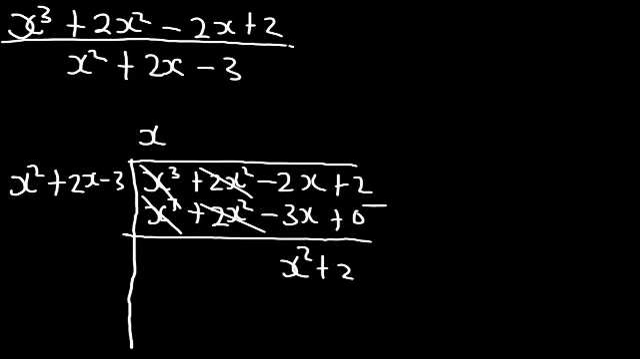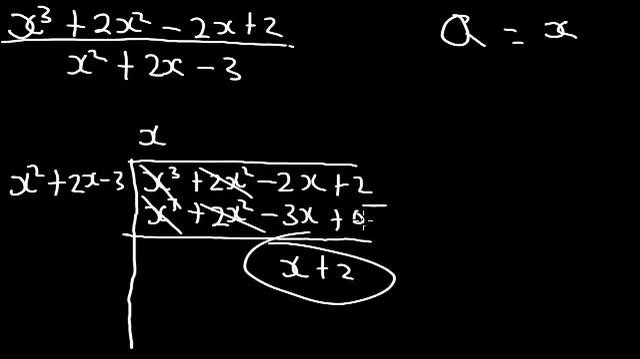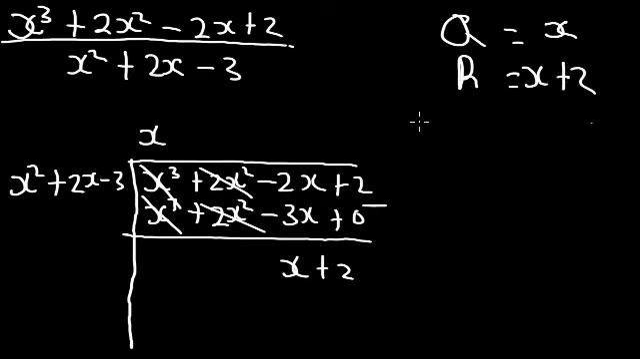Assuming it is 2, you have to repeat it one more time. Assuming it is 3, repeat it one more time. But once it is less than the divisor's degree, then you have to stop. Perfect. So now the quotient will be what we are having right here, which is x. The remainder will be what you have left over here, x plus 2. And the divisor is still what it is. The divisor equals x squared plus 2x minus 3.